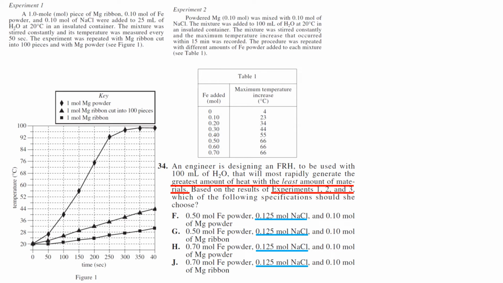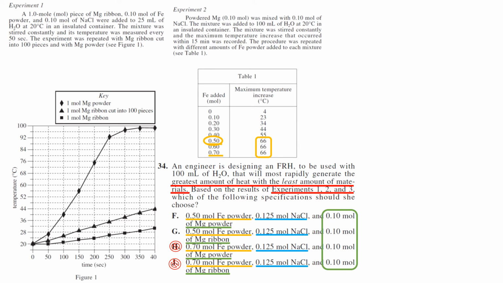We'll really just have to look at experiment 1 and 2. So now let's look at, are we going to use 0.5 moles of iron or 0.7 moles of iron? So we're going to look here, 0.5, 0.7. The temperature is the same, so we want the one that has the least amount, which is 0.5, because 0.5 is less than 0.7. So we can eliminate choice H and choice J.